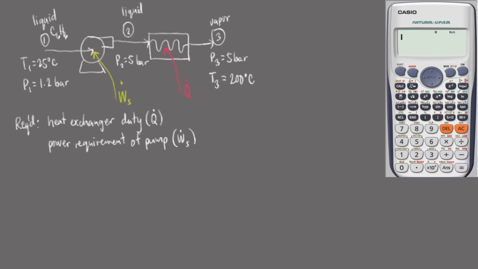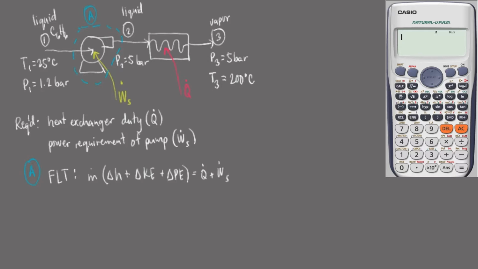And second, we need to determine the power requirement of the pump, which is the rate of transfer of shaft work. Let us start with the power requirement of the pump, because that allows us to set our system boundary to just the pump. Considering boundary A, our general energy equation is written as the mass flow rate of liquid benzene multiplied by delta H plus the change in kinetic energy plus the change in potential energy is equal to the rate of heat transfer plus the rate of shaft work transfer.